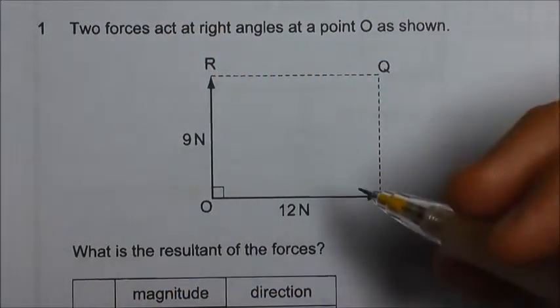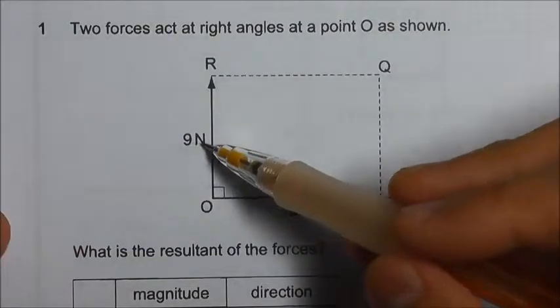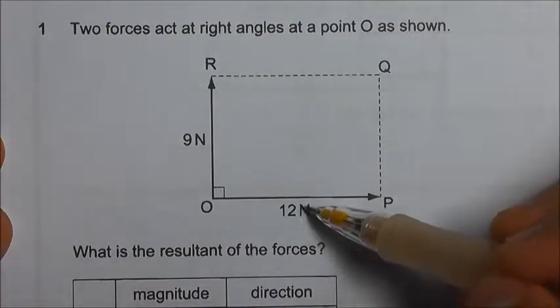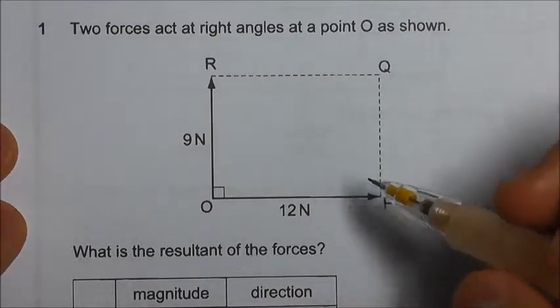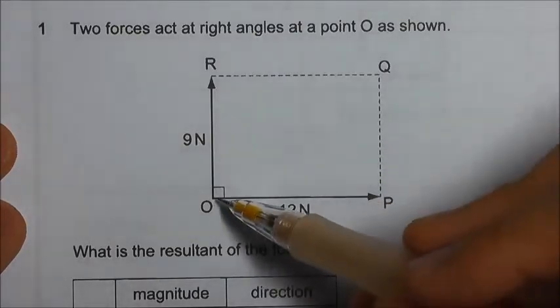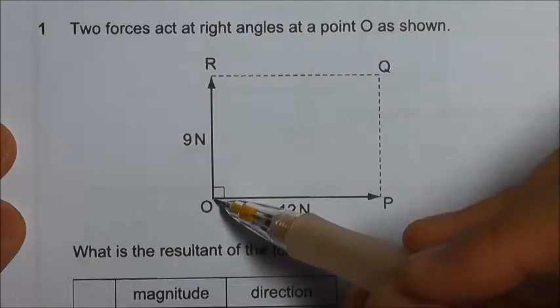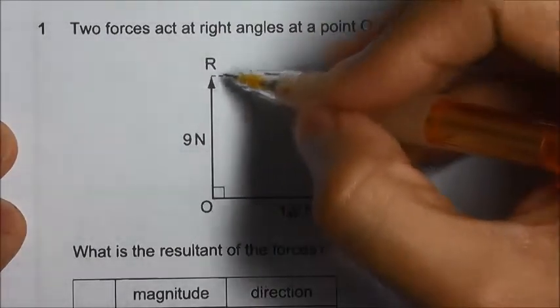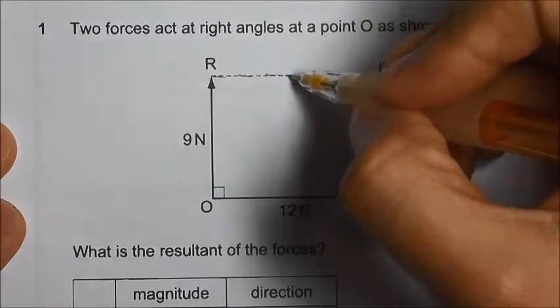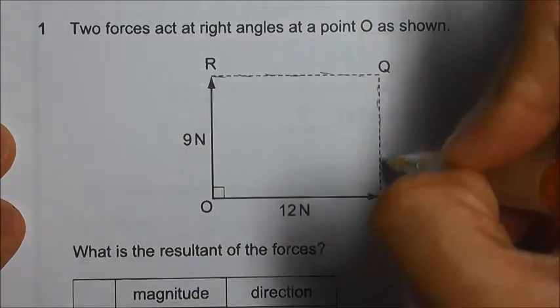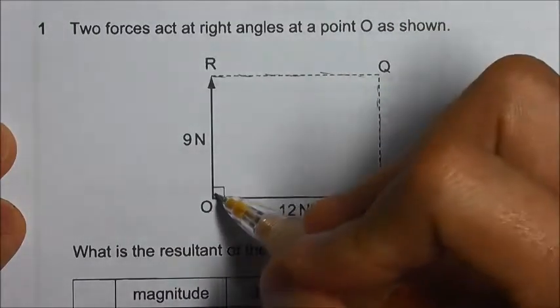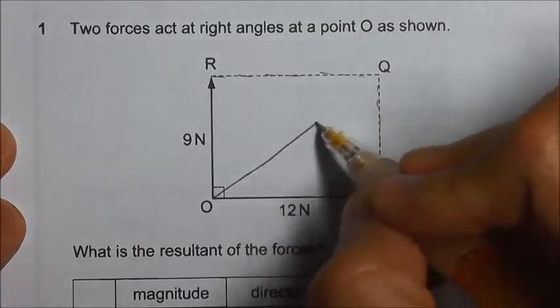Okay, to find the resultant force of this 9 Newton and this 12 Newton forces, you can use the parallelogram method, since now the tail of both forces, they are together at O. So what we do is that we draw a parallelogram, and the resultant force will be from O to Q.